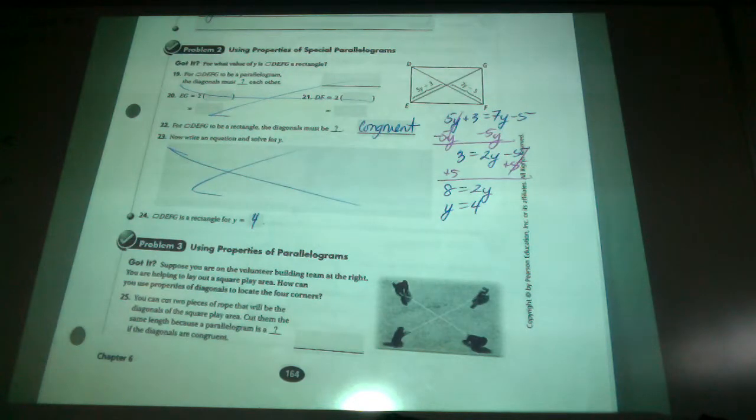Problem 3. Suppose you are on the volunteer building team at the right. You are helping to lay out a square play area. How can you use properties of diagonals to locate the 4 corners? So first of all, what would they want to make sure those diagonals are? Congruent. And then secondly, what would they want to make sure that they've done with them?